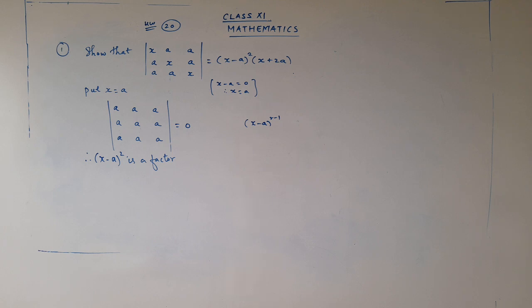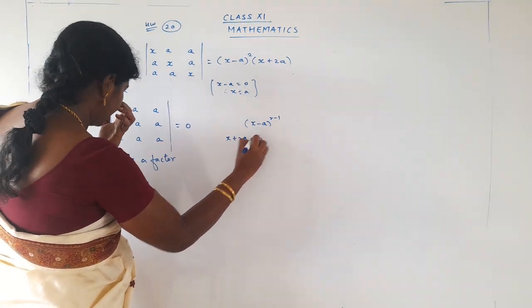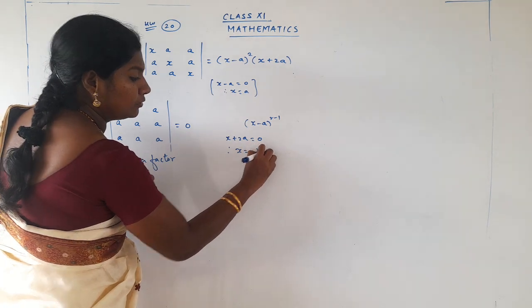Okay, now let's go for the next factor. What will be the next factor? See the next factor? It is x plus 2a. Okay, I am just trying to get the answer from here. So x plus 2a is equal to 0. Therefore, x is equal to minus 2a.